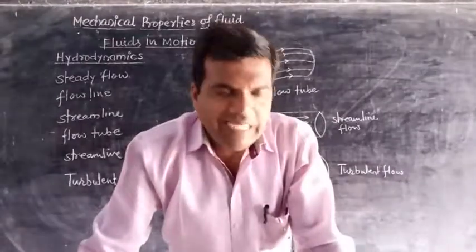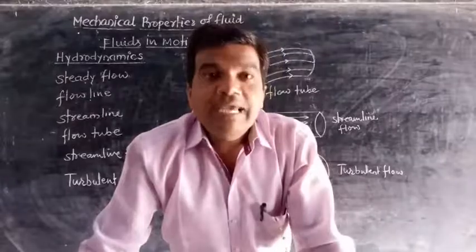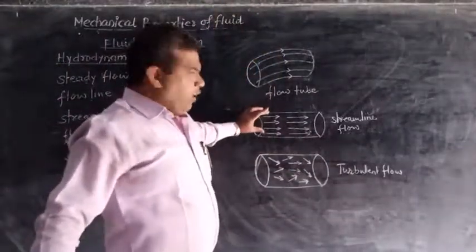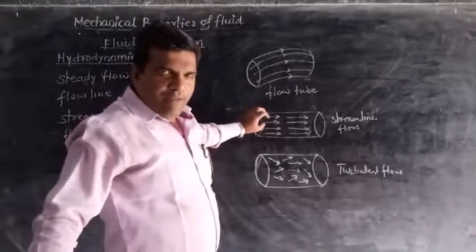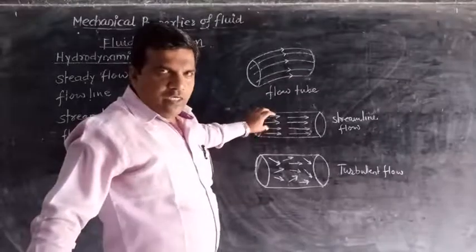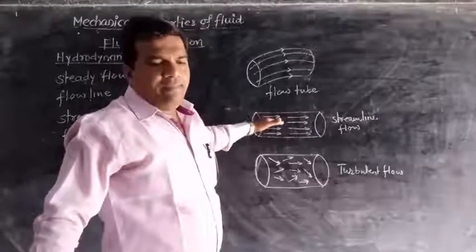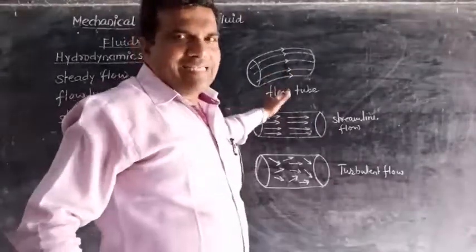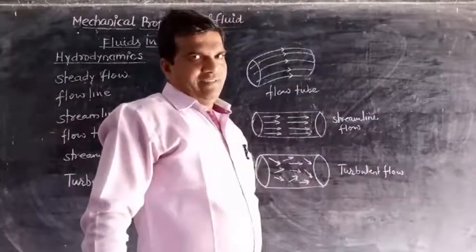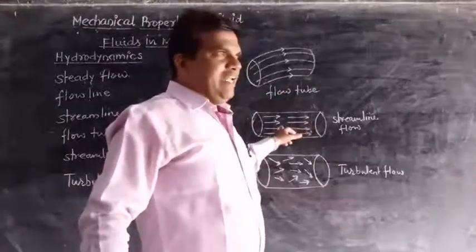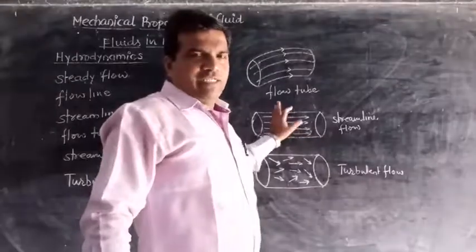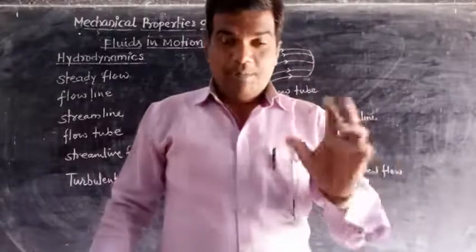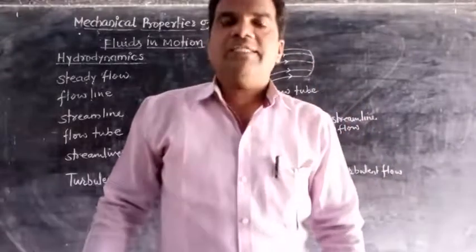Then laminar or streamline flow: a flow of liquid in which every particle is moving in the same direction. Listen to this figure. It is a flow of liquid in which every particle of fluid is moving in the same direction with velocity less than the critical velocity. Means the velocity of this particle is less than critical velocity, it is called streamline flow. For example, the flow of river water in summer season.